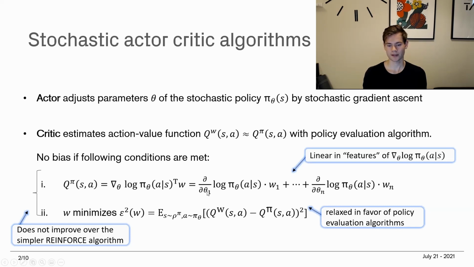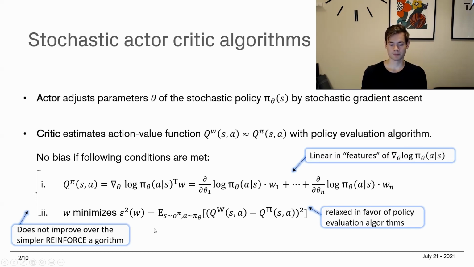So d d theta 1 all the way to d theta n of the same expression here, then times the w vectors of the associated dimension as well. And what we see here is that the Q function must be linear in the features of the gradient log. So these terms here, W1 to Wn, they're all linear. So you could think of them as constants, and then we have these features that it needs to be linear in. So there can't be any other relationship there.